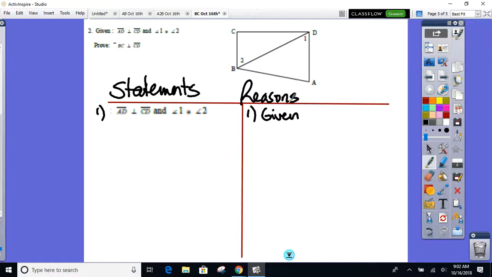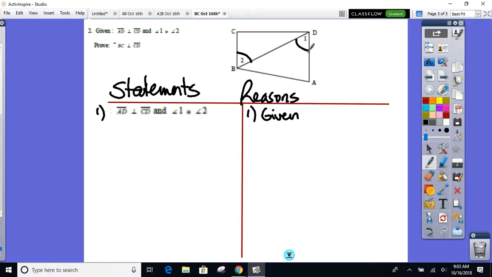Okay, AD perpendicular to CD. All right, those are right angles there. 1 is congruent to 2. Prove BC and CD are perpendicular. Can I apply any of my theorems right now? No. I don't have 2 sets of perpendicular. I don't have 2 sets of parallel. I don't have one of each.